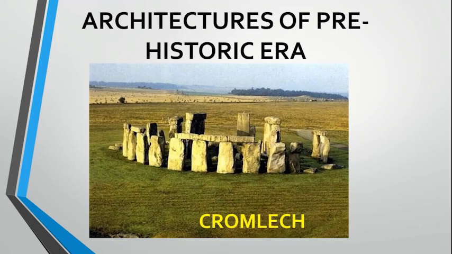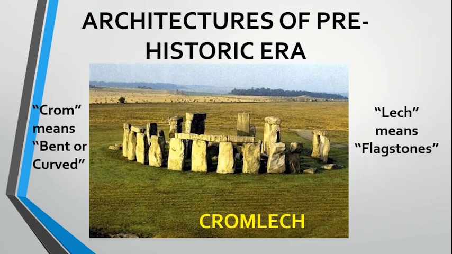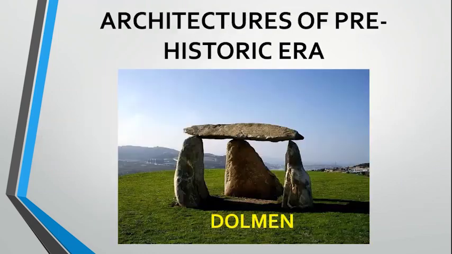First, let's discuss cromlech. Literally, cromlech is a circle of standing stones, just like what you see in this picture. The word cromlech is a Brythonic word wherein crom means bent or curved, while lech means flagstones. The best preserved cromlech megalithic sites can be found in Europe.